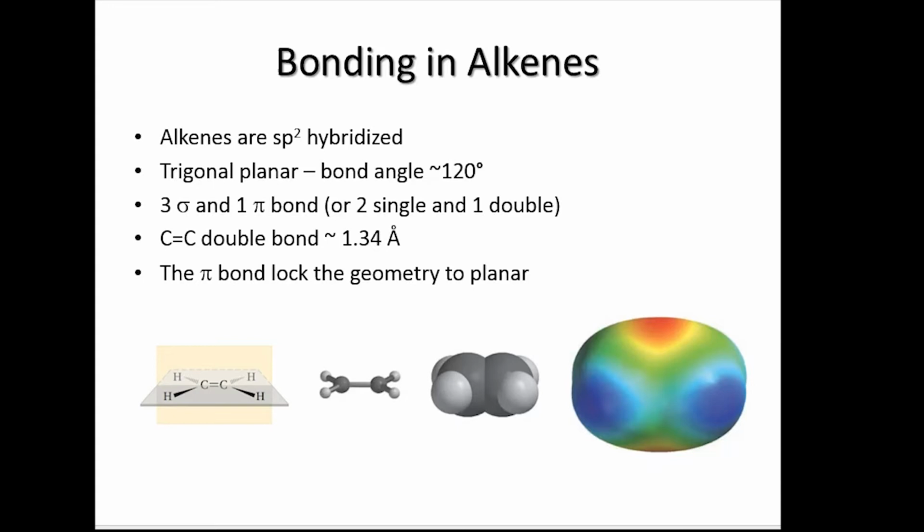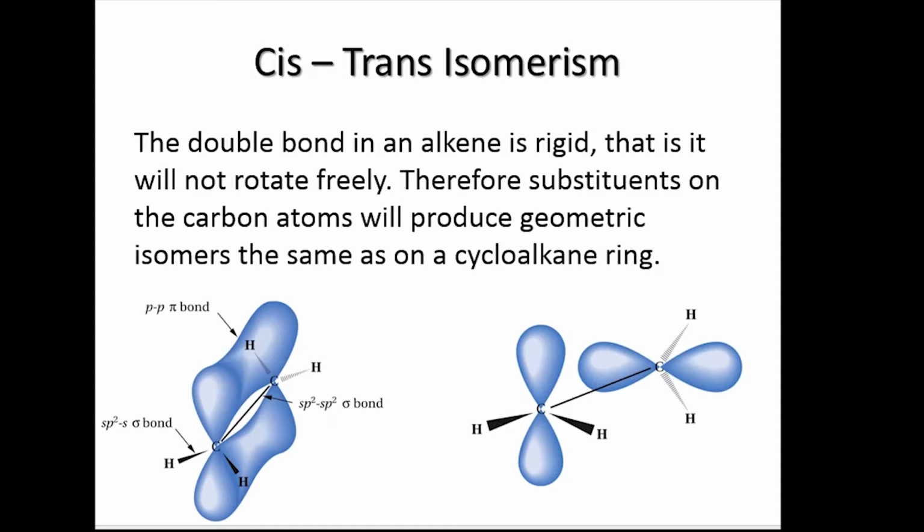And this is very important, that the pi bond locks the geometry to planar. So in alkenes, we lose the ability to rotate about that carbon-carbon bond. And here's a representation of the orbitals. The sigma bond is made up of an sp2-s to the hydrogen, and between carbons it's an sp2-sp2 sigma bond. And the pi bond is simply an overlap of 2 p orbitals.